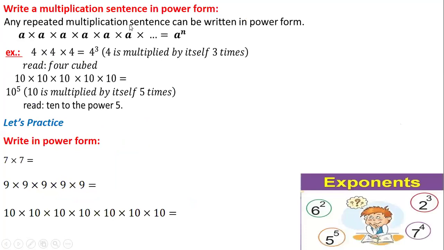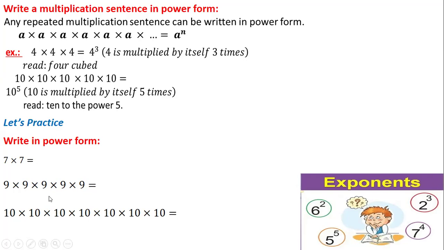Now, how do we write a multiplication sentence in power form? Any repeated multiplication sentence can be written in power form. So A times A times A times A is written A to the power N. For example, 4 times 4 times 4, the number repeated is 4. How many times? It's 3 times, so we write 4 cubed or 4 to the power 3. 4 is multiplied by itself 3 times. 10 times 10 times 10 times 10 times 10 is 10 to the power 5. 10 is multiplied by itself 5 times and it's read 10 to the power 5.